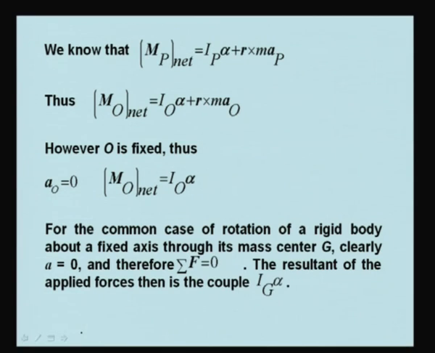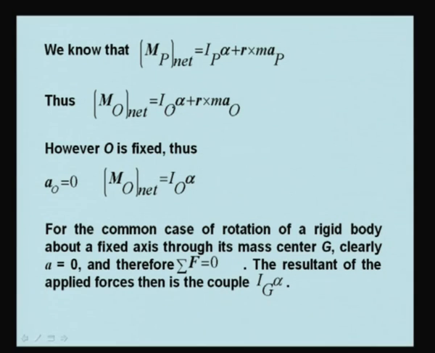Now we also have discussed in this lecture this equation, that if you take any point P, say P is any point, then you get M_P net is equal to I_P times alpha plus r cross m A_P. Here I_P is the mass moment of inertia of the body, but it is about point P, and this is r cross m A_P. Here A_P is the acceleration of point P, not the point G. So we get this equation.